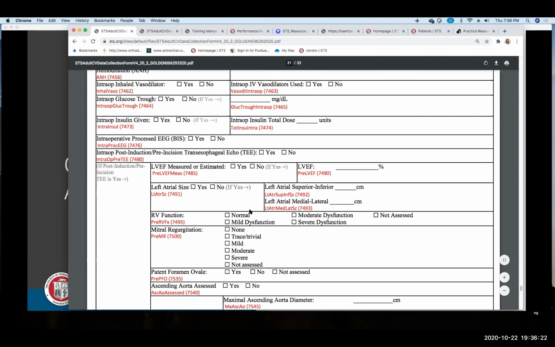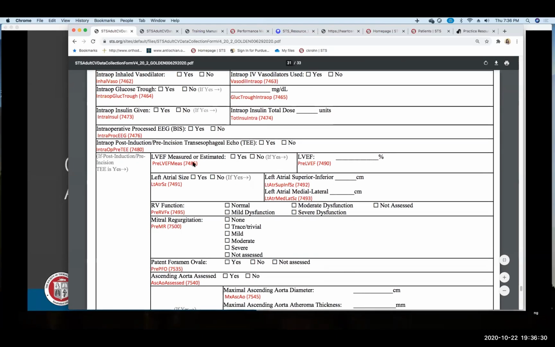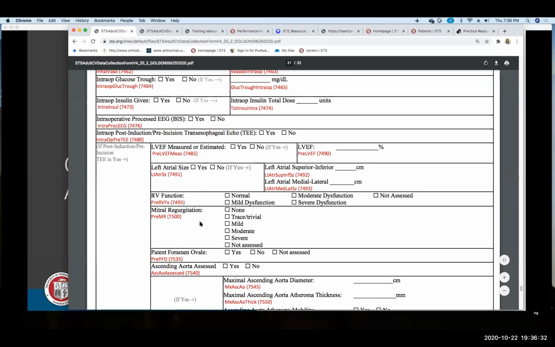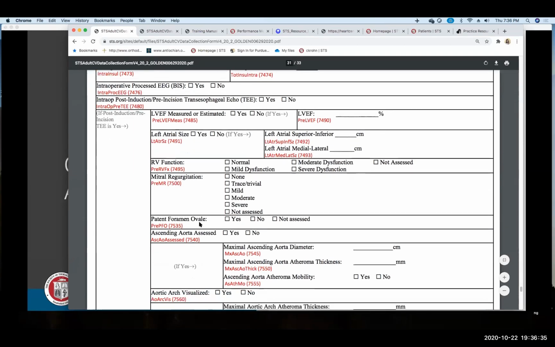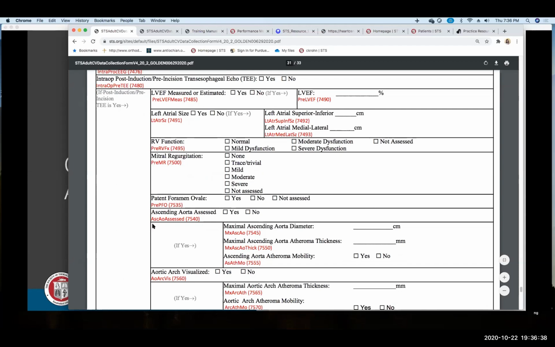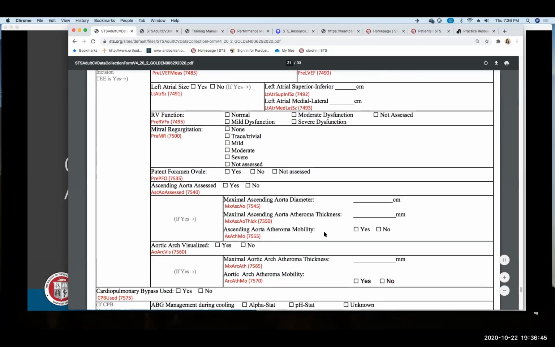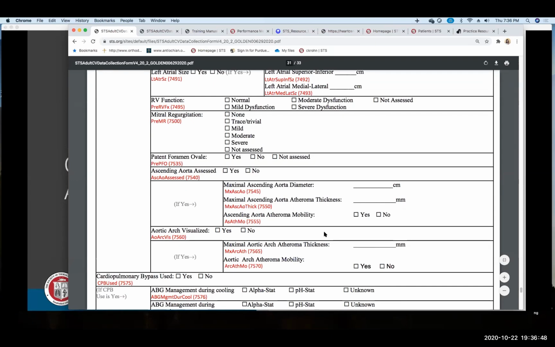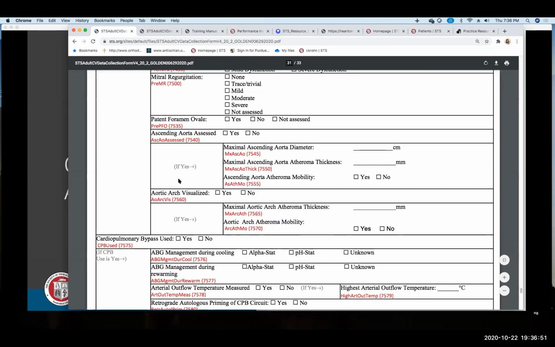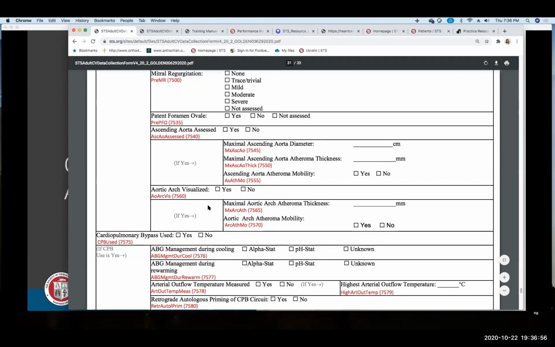And a few things I think that we added in there: the left atrial superior inferior size and the left atrial medial lateral size. And we captured the EF, the right ventricular function, mitral regurgitation, if there's a PFO, if the ascending aorta was assessed, and what the maximum diameter was, if there is atheromal thickness or mobility. We're looking at that as well. And some interesting data on that. The aortic arch visualized, if they did visualize it, the thickness and mobility.